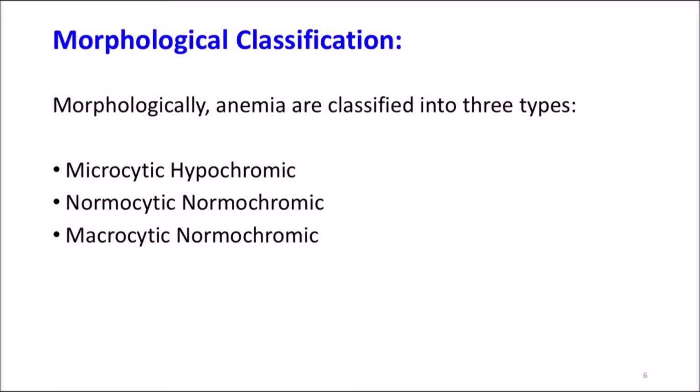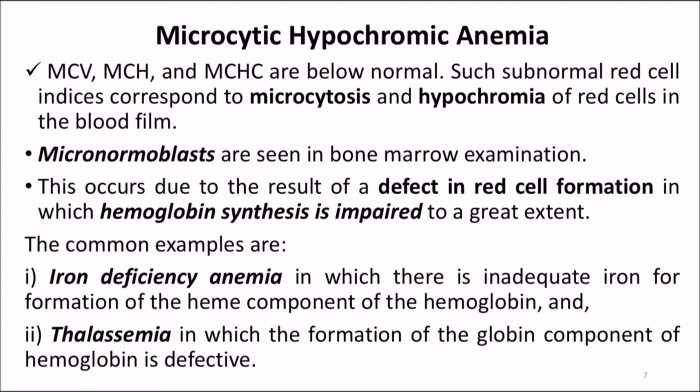Coming to the first classification, which is morphological classification. Morphologically, anemia can be classified into three types: microcytic hypochromic anemia, normocytic normochromic anemia, and macrocytic normochromic anemia. So there are three types of anemia based on the morphological classification. Coming one by one, what is microcytic hypochromic anemia?